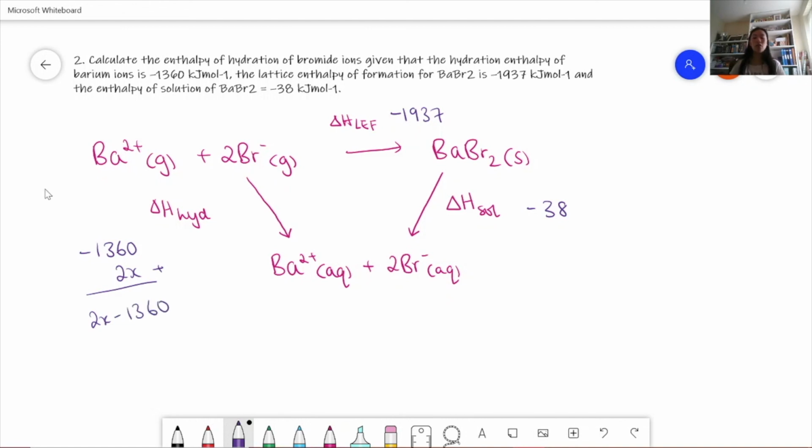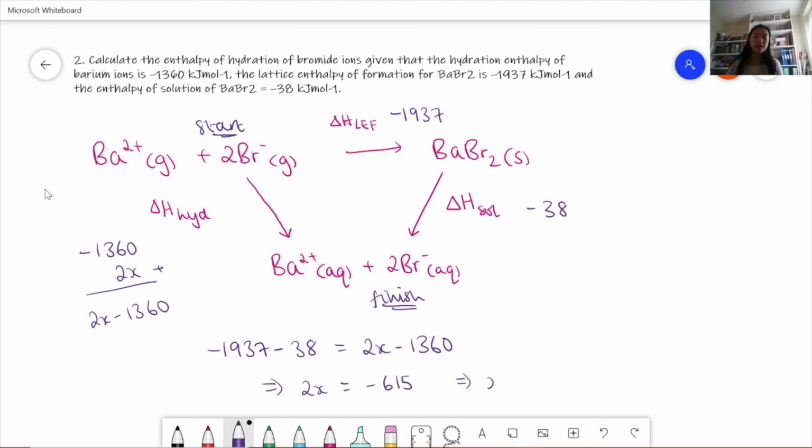And now we can use Hess's law to work out this x. If we start from here and finish here, both routes from start to finish should give us the same enthalpies. And so now we can form the equation. We have minus 1937 minus 38, and that equals 2x minus 1360. This gives us 2x equals minus 615 after rearranging, and then this gives us x equals minus 307.5 kilojoules per mole.